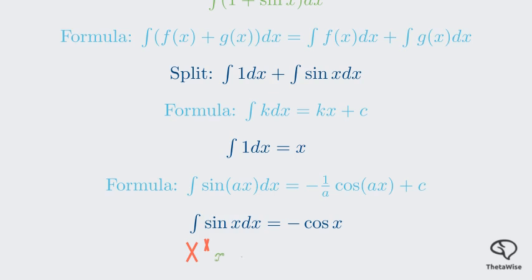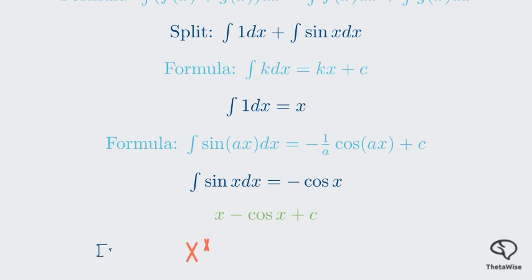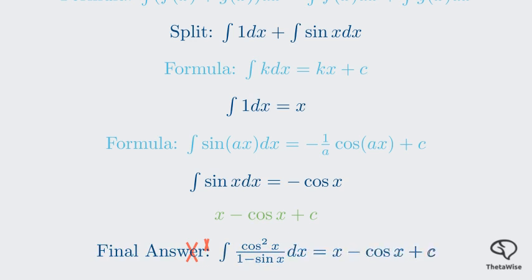Putting it together, the solution is x minus cosine x. Finally, we add our constant of integration, plus c. This is our final answer for question 8. The integral of cos squared x over 1 minus sine x is x minus cos x plus c.